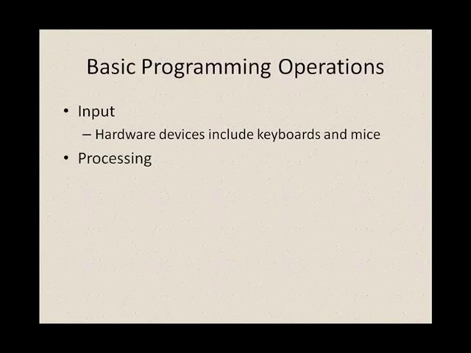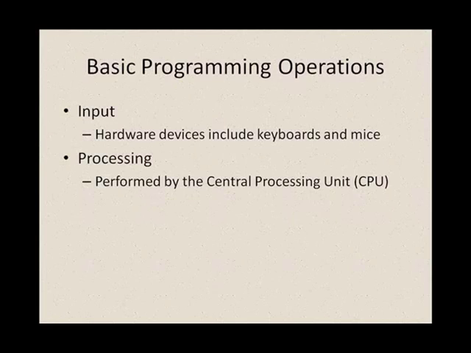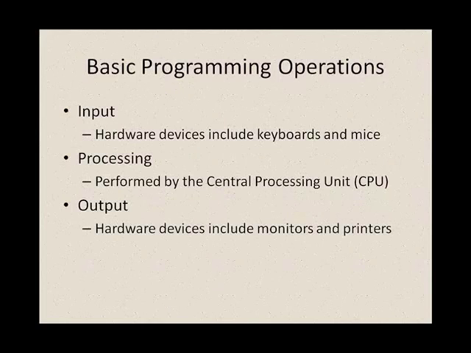After the data is input, it's processed. The piece of hardware that performs processing is the central processing unit, or the CPU. Processing might include doing some arithmetic, or sorting the data, or organizing it in some way. After data is input and processed, you can output the information that you've created. Output is available for a user to see the results of the program. Output devices include monitors and printers. Audio output might come through speakers, or sometimes output is sent to a disk, and then that disk might be used as input into a new program.